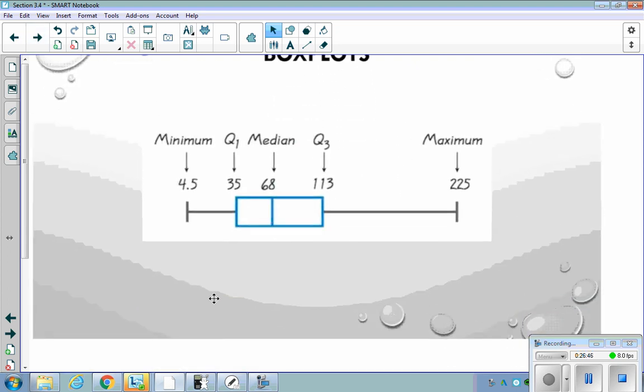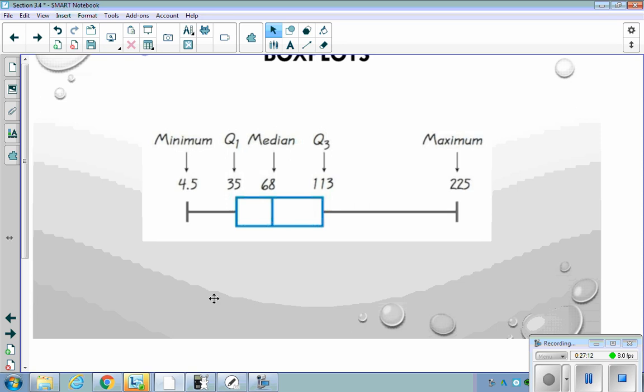Here's the same picture again. Looking at this box plot, we can read from the data that's given. I have data that has a median of 68. Its lowest value is 4.5 with its maximum value being 225. And I have my quartile 2 and my quartile 3.